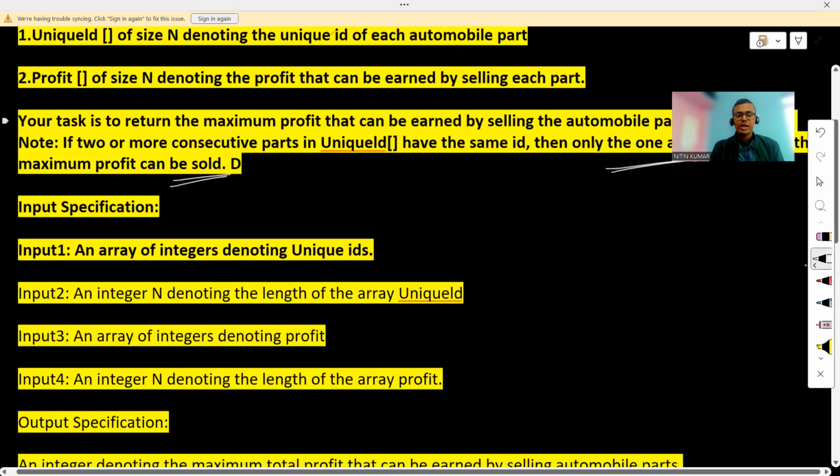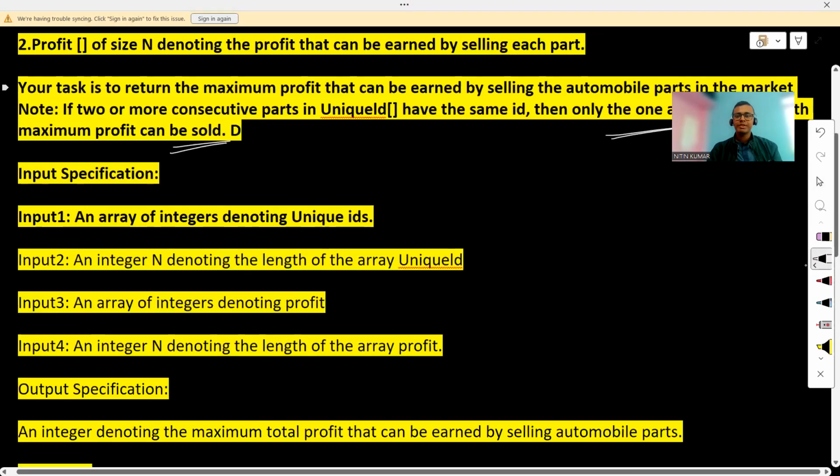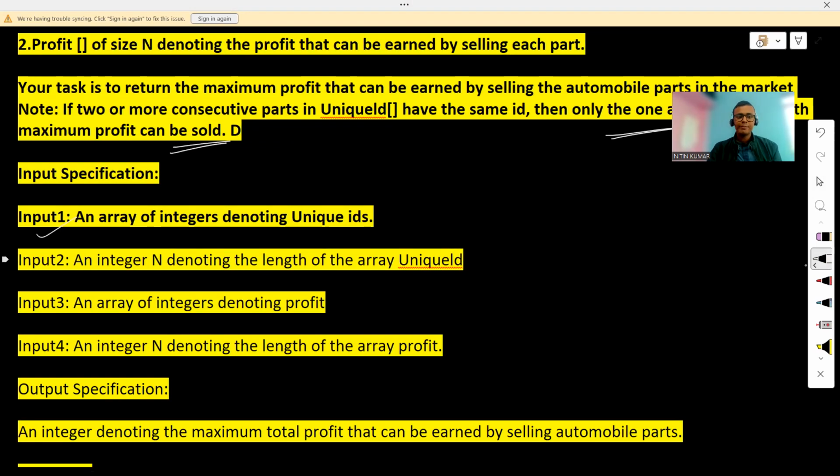Now, check the other parts also. The input specification has been given here. The size of the array is input, obviously, and then the unique ID array is given. Again, the profit array has the same size, because the profit and unique ID arrays are both of size n. There is an integer n denoting the length of the array profit.